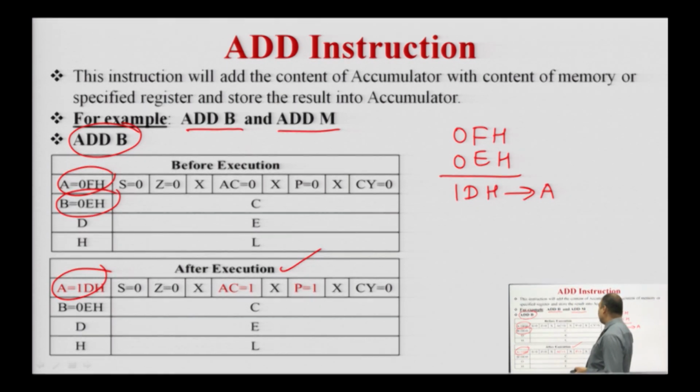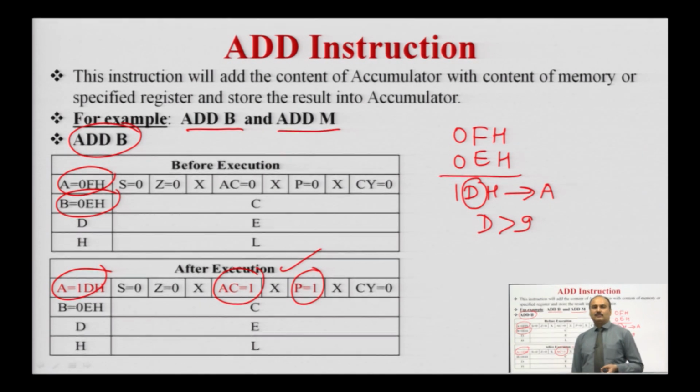And the flags that are affected: the auxiliary carry flag is set because the number in the lower nibble, D, is greater than 9. So, it is an invalid BCD number, that is why the auxiliary carry flag is set to 1. And the parity flag is 1 because the result consists of an even number of ones, that is why the parity flag is set, and the rest of the flags remain unchanged. So, this is the meaning of the ADD instruction.